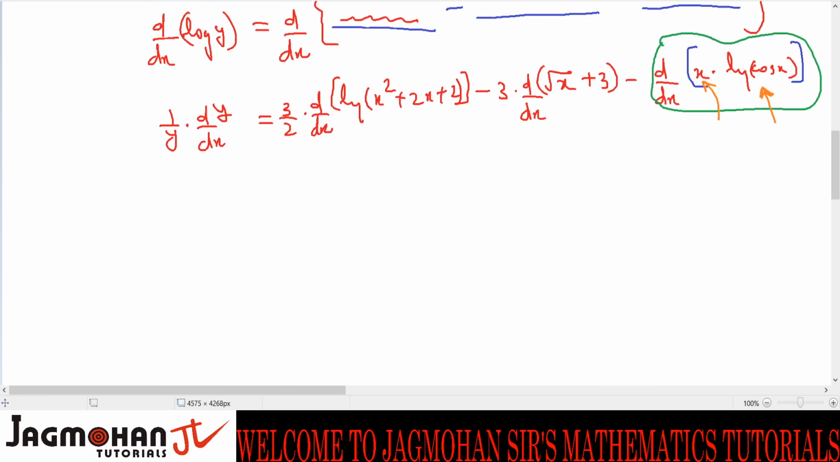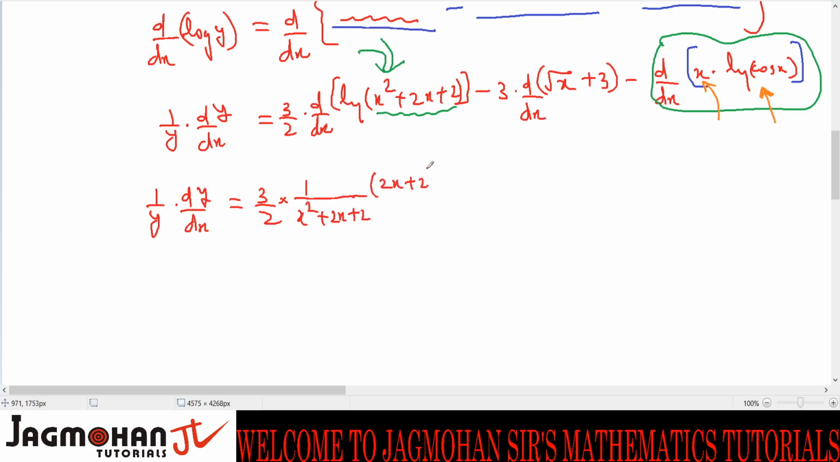So we now go ahead. It is 1 upon y d by dx of y, and then you differentiate 3 by 2 d by dx of what function is this? It is the log function. But is it log x? No, it is log f of x. So its derivative will be 1 upon f of x d by dx of f of x. 1 upon x square plus 2x plus 2 into d by dx of x square plus 2x plus 2, which is 2x plus 2, minus 3 times.